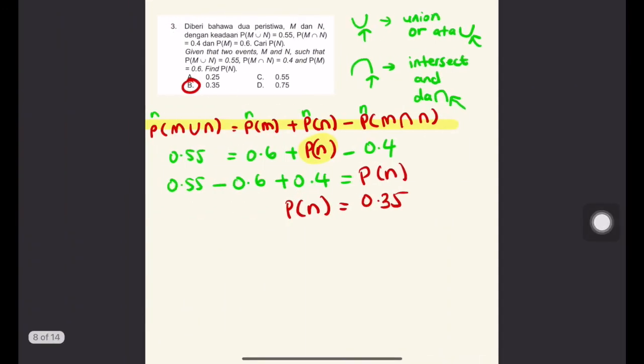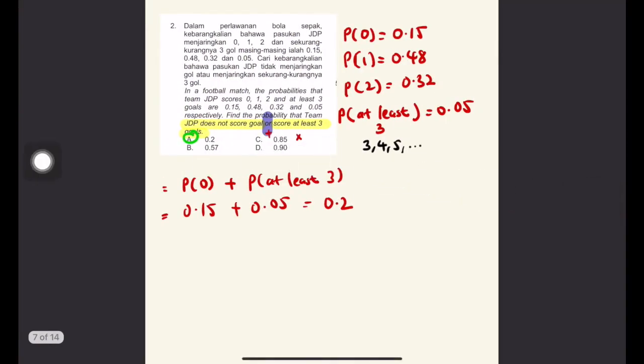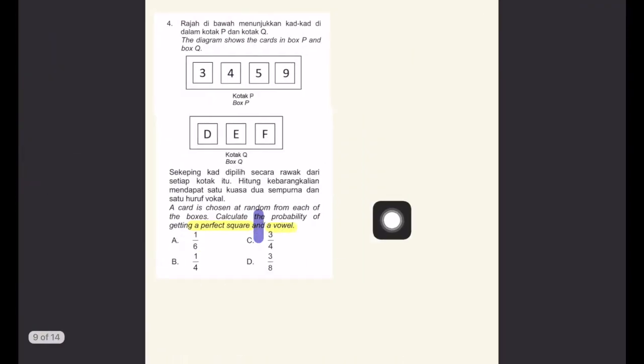Okay, number 4. The box shows the cards in box P and box Q. So we have the first box is box P, second box is box Q. A card is chosen at random from each of the boxes. Calculate the probability of getting a perfect square and a vowel. Okay, so over here kita ada arahan getting a perfect square and a vowel. Kalau macam the previous question is or, now we deal with and. So tadi saya kata kalau and kita akan guna darab.